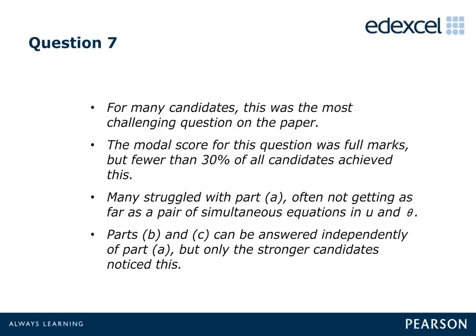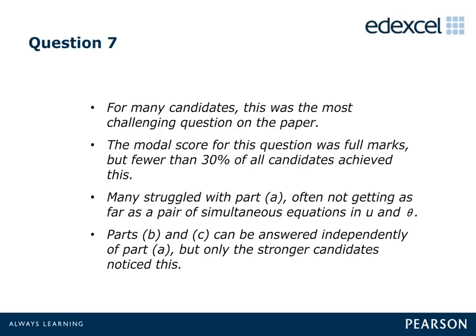Those candidates who used suvat equations to write down equations linking the horizontal and vertical components of the velocity at O and at A were usually successful, but candidates who used distance formulae made little progress.